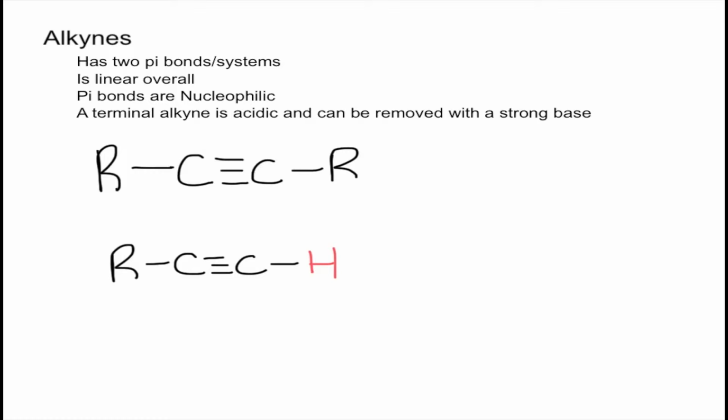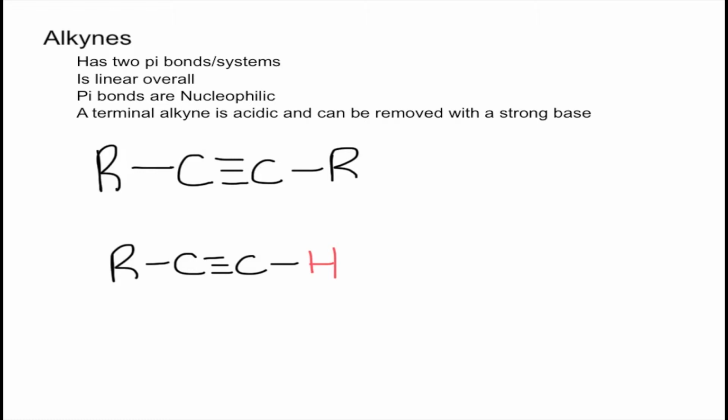And then finally, the terminal alkynes, which are alkynes that have a hydrogen on the end. The terminal alkyne is acidic, and so this hydrogen can be removed with a really strong base. It's important to remember that this only applies to terminal alkynes, so you can't deprotonate, you can't remove a hydrogen on an alkene.